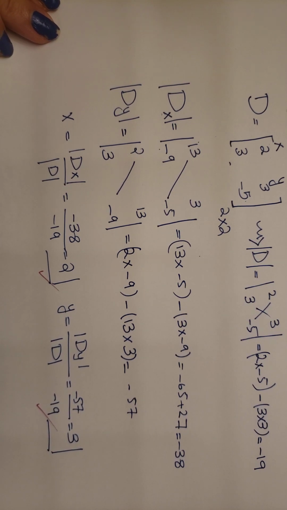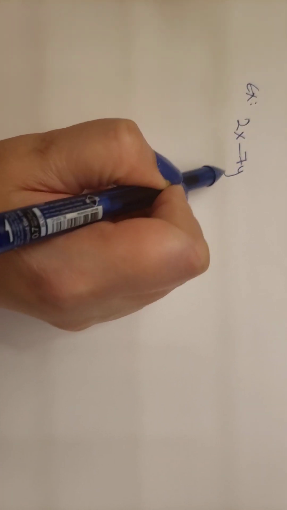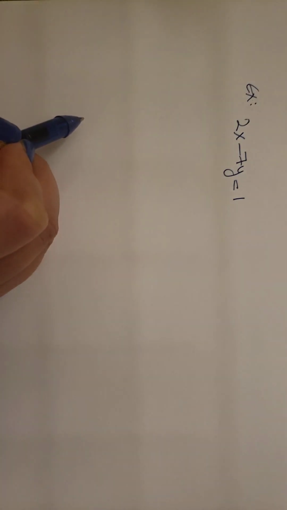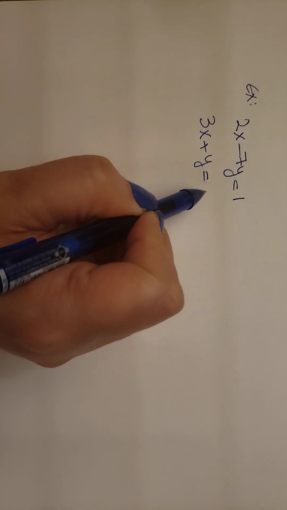Okay, so that was the first example. I will do another example for you. You could maybe stop the video, solve it on your own, and then check your answer. So the second example, example number 2, would be 2x minus 7y equal to 1, and then 3x plus y equal to 13.